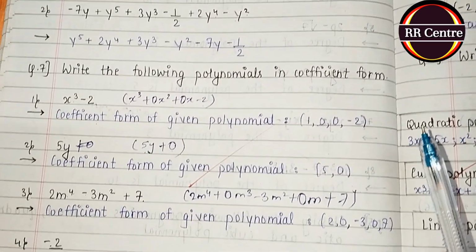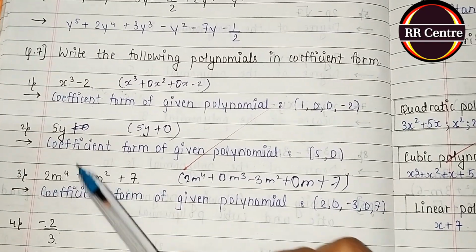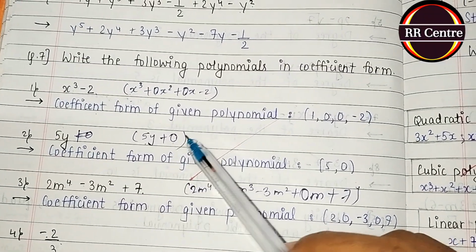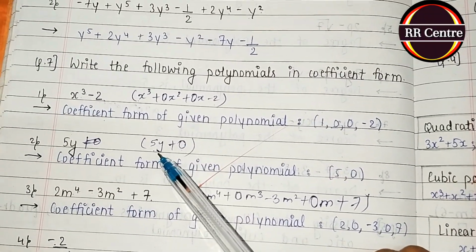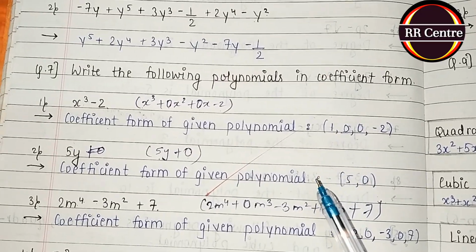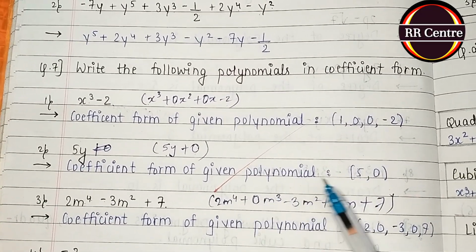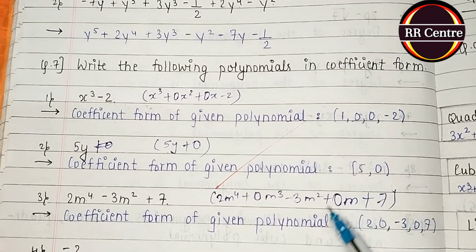Second one देखेंगे. Now second one is only 5y. After that constant number missing, you can write it as 0. So first one is coefficient 5 and 0, 5 and 0. Coefficient form of given polynomial is 5, 0.